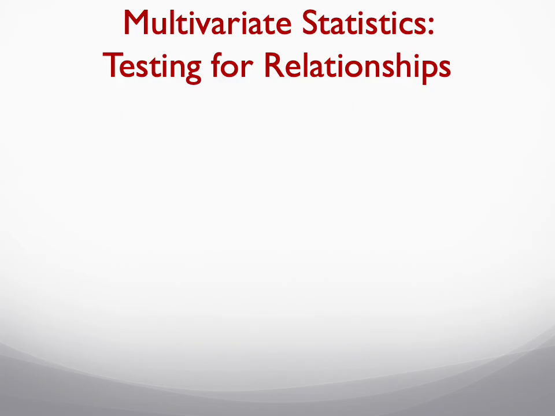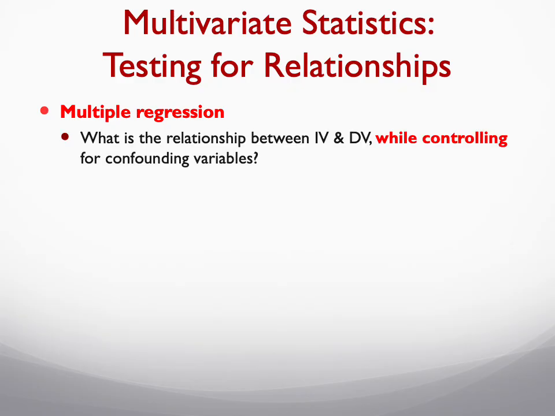This multivariate analysis that will allow us to test for relationships while accounting for three or more variables at a time is called multiple regression. What this does is it's going to look at the relationship between the IV and the DV while also controlling for confounding variables. So it's going to tell us what this relationship looks like while we're controlling for these potential confounding variables.